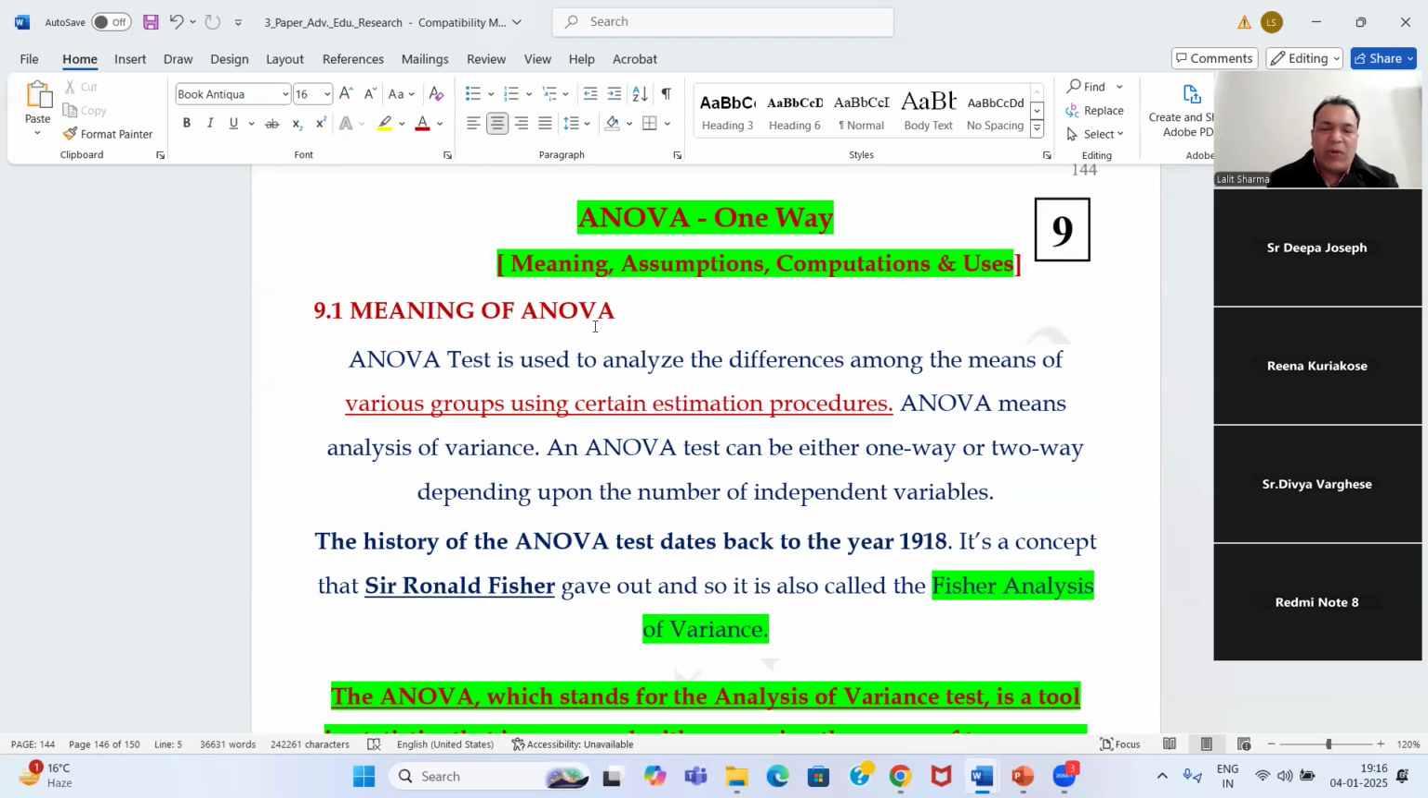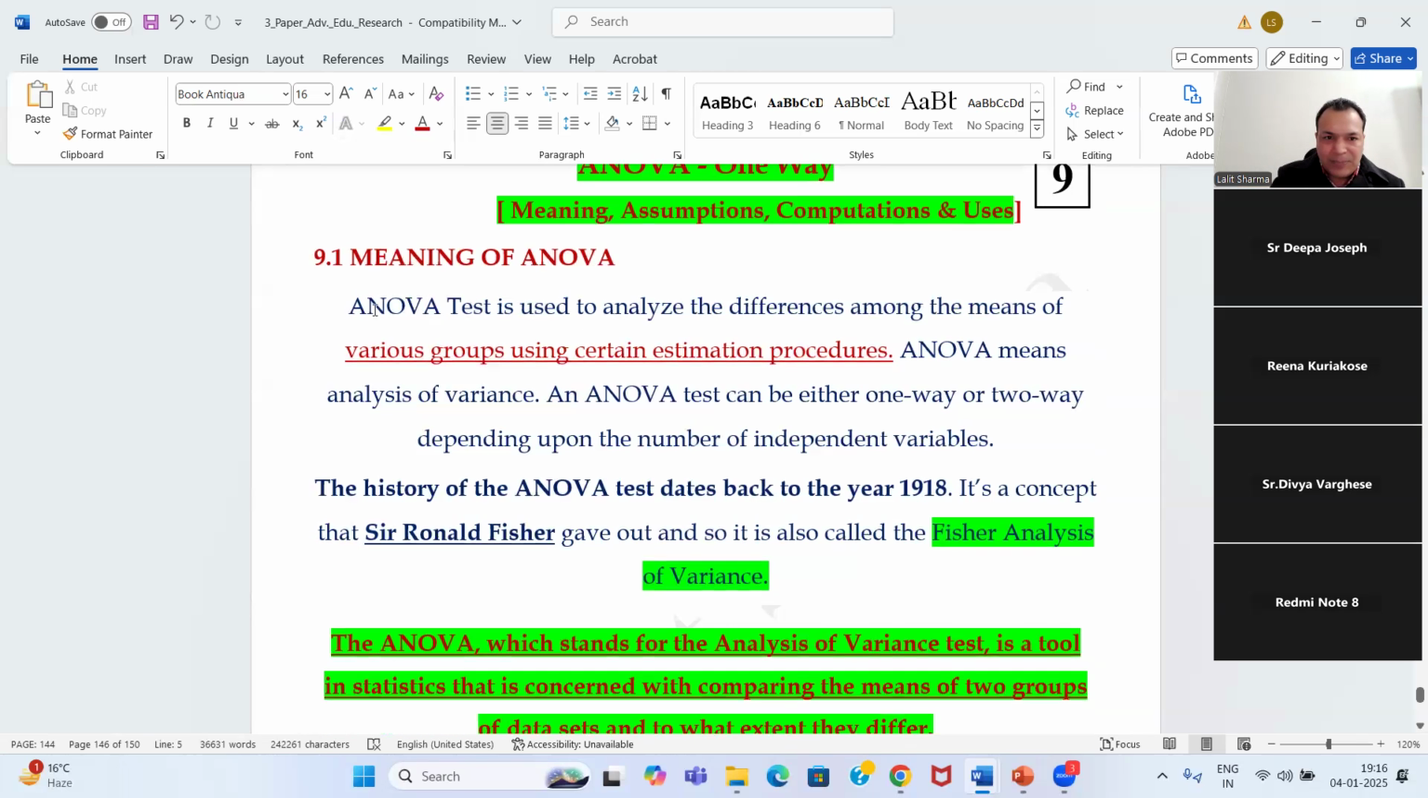So before going to the ANOVA, first of all, we have to understand the concept of t-test. Okay, whenever we have to see the difference between two means, we want to see the difference between two sampled means, we use the t-test. And when we have to see the difference between three sampled means, right, then we use the ANOVA, three or more.